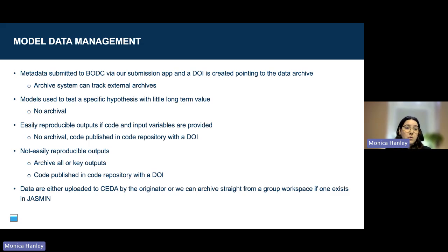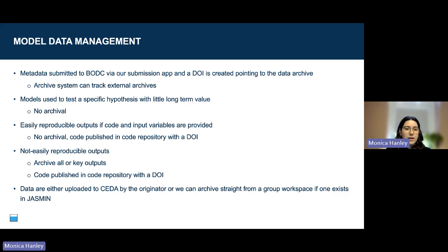We then have easily reproducible outputs if code and input variables are provided by the originator. So in this case, we don't archive any outputs, and we'll just point to code published in a code repository such as GitHub, which has been DOI'd for that specific instance of code. And this is for scenarios where, say, you could run the code using open source software or something, and the outputs aren't going to be too big, and an average end user can do it based on the information they're given.